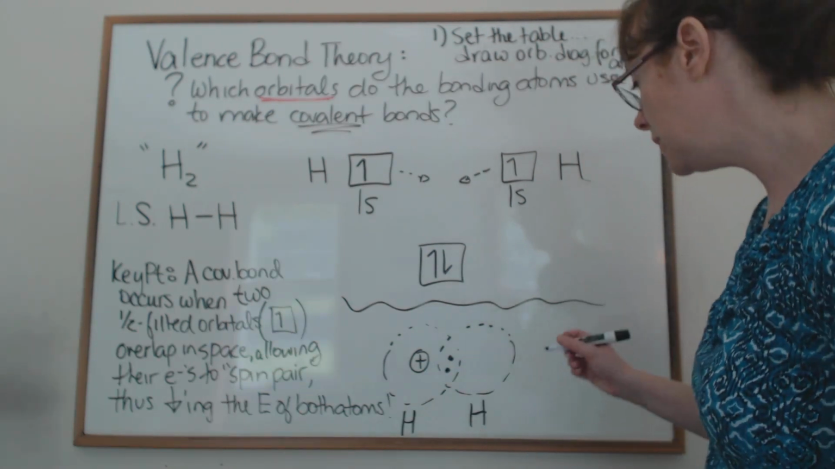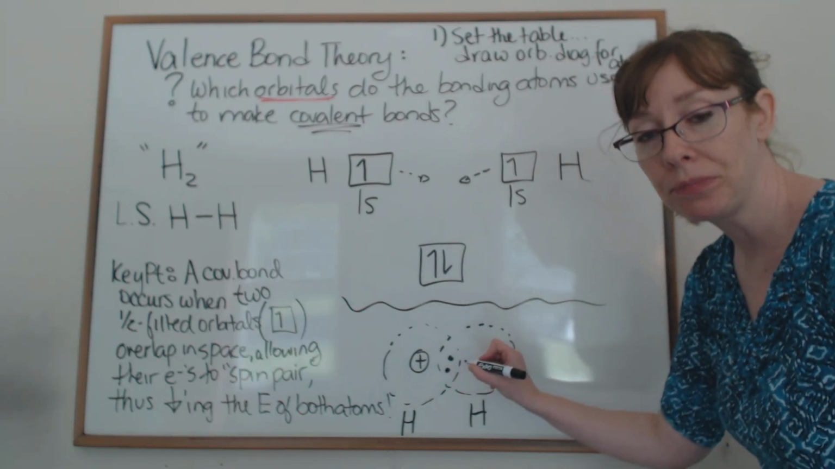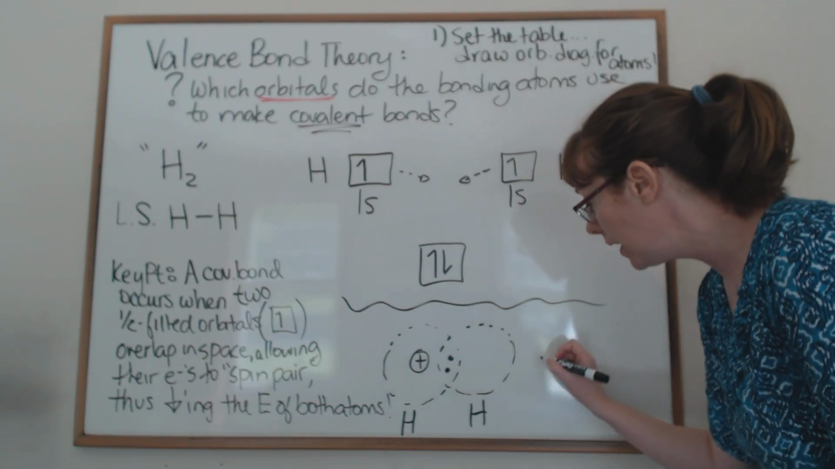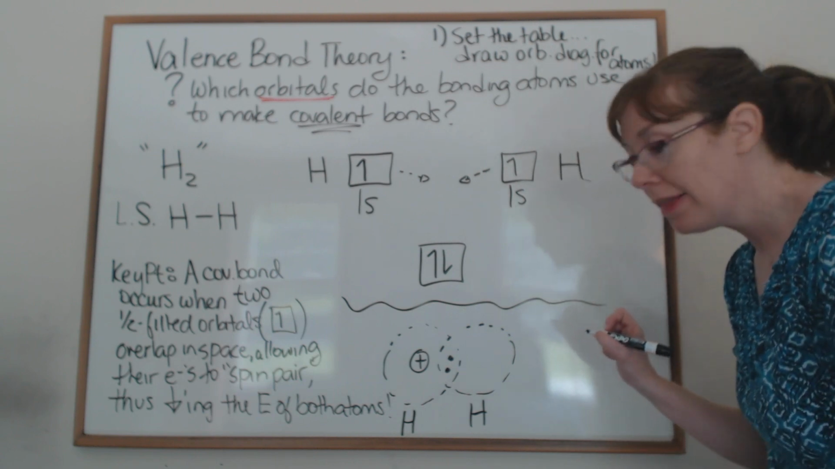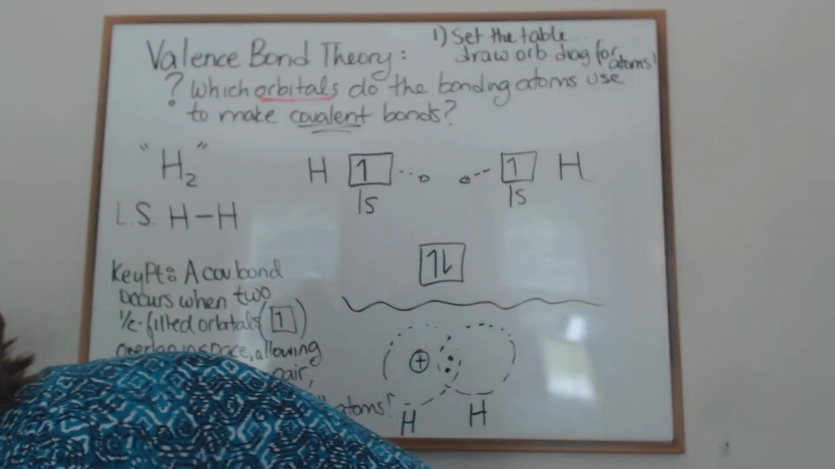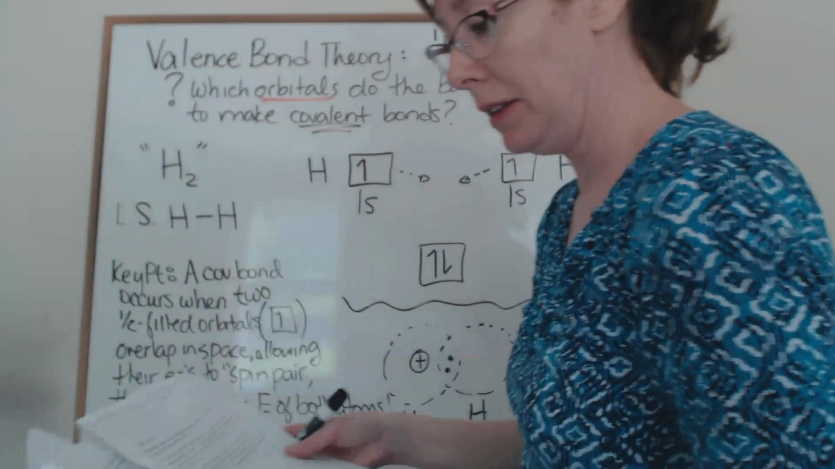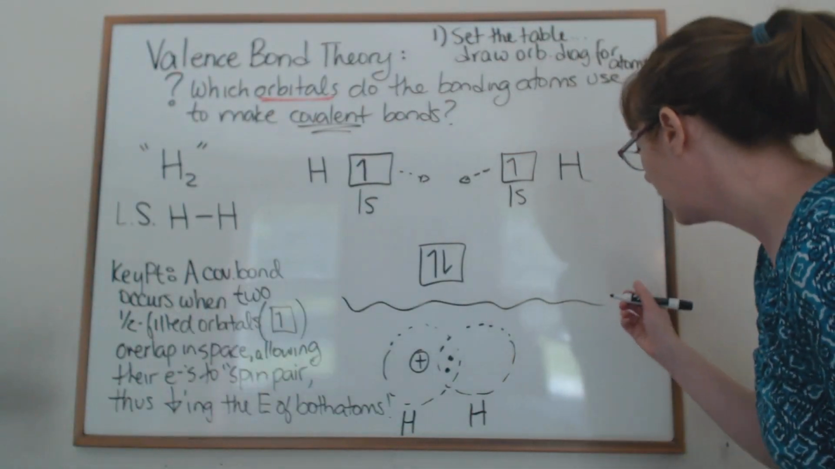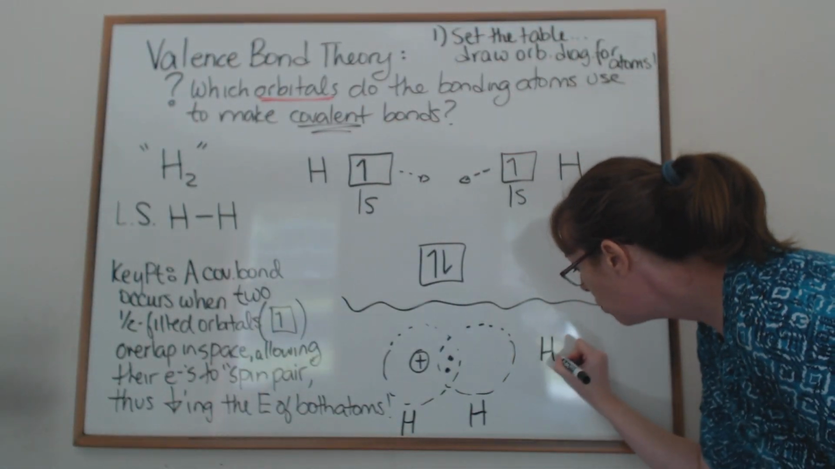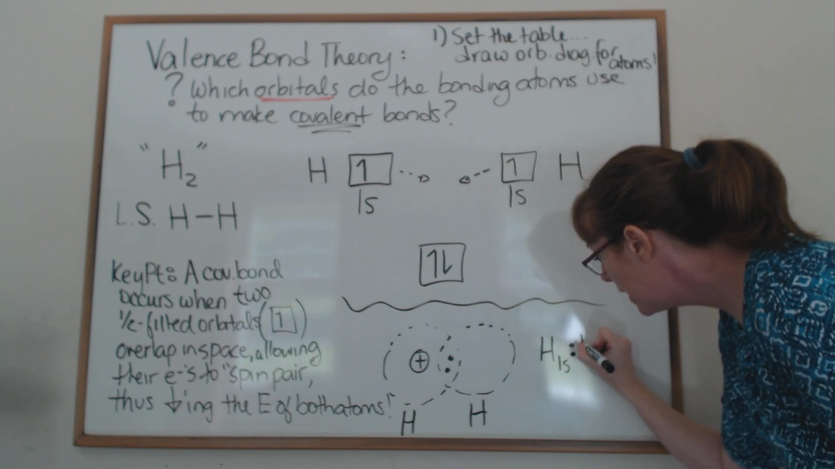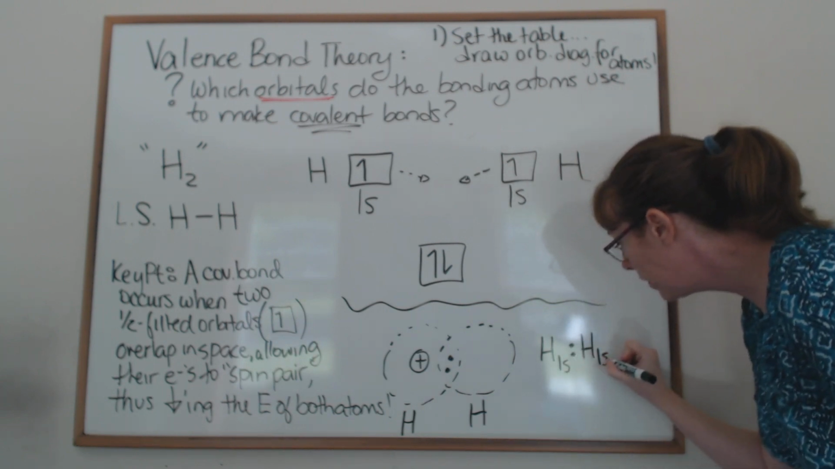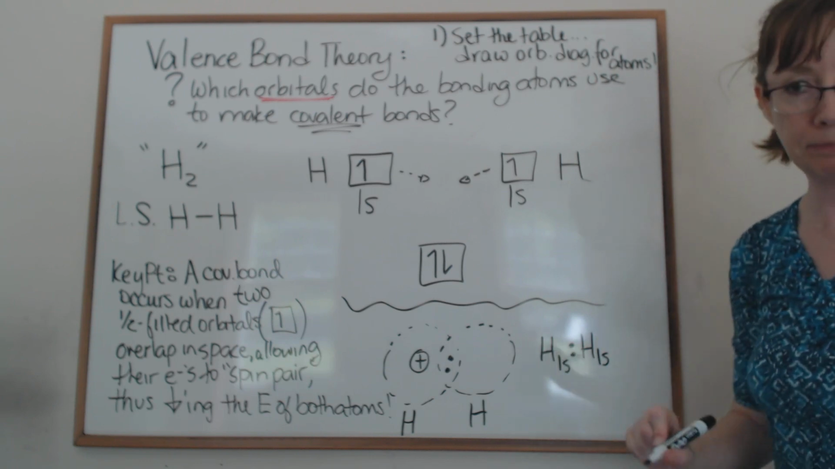So what are they both using for this bond? These are both using 1s orbitals. And the way that we would describe that is to draw that hydrogen's 1s orbital is overlapping with the 1s orbital of the other hydrogen.